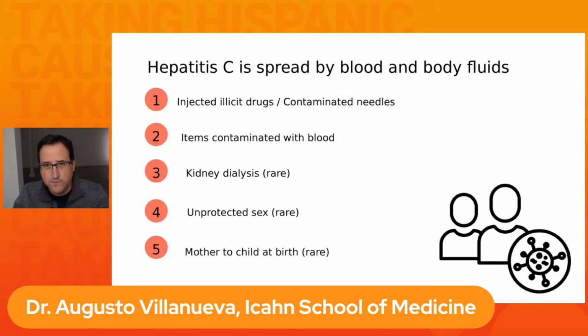Unprotected sex: you can get infected with hepatitis C through sex, but it's less common than with hepatitis B. Hepatitis B is more efficient as an infective virus. It's easier to get hepatitis B than hepatitis C through sex. And mother to child at birth, again, it can happen with hepatitis C, but the risk is much lower than with hepatitis B.